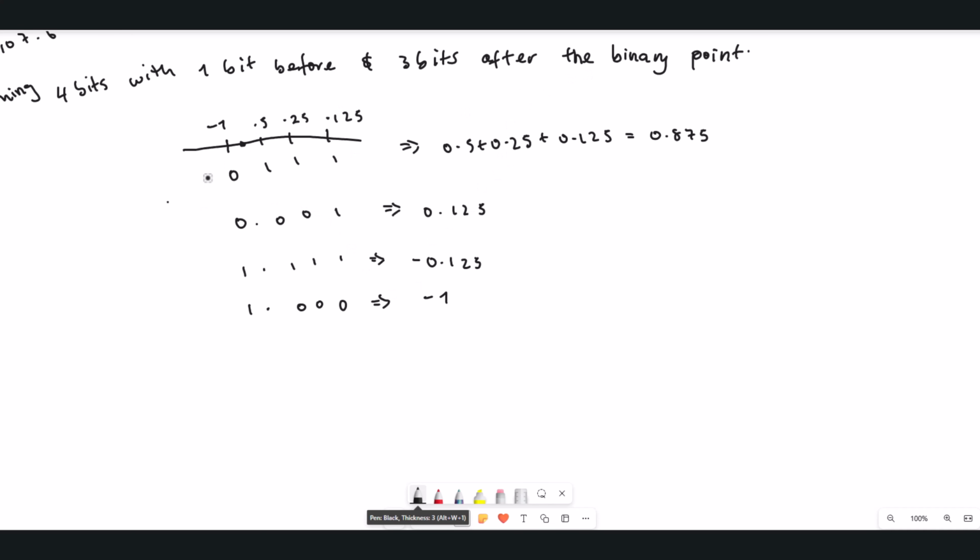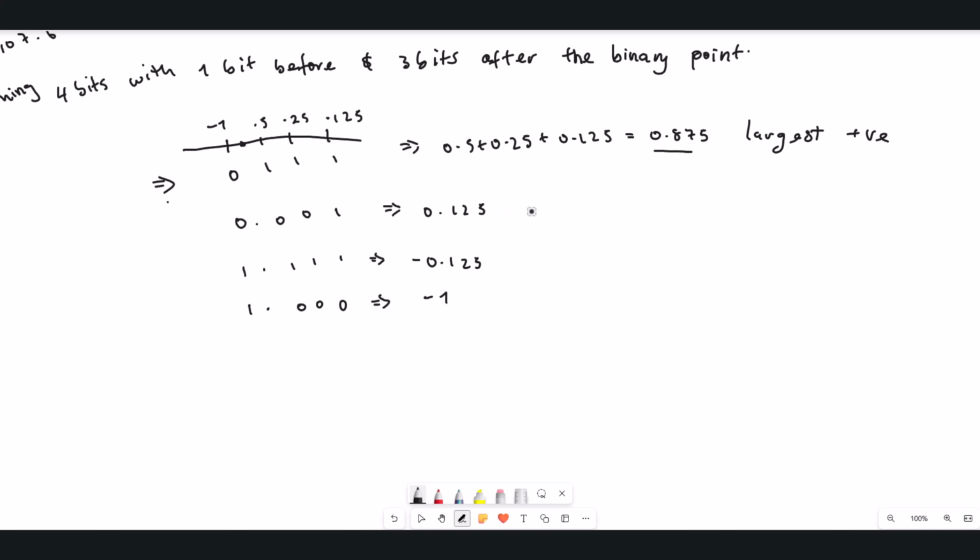are using 2's complement, which means the most significant bit is the negative bit, right? Now, the largest positive number that can be represented using this register: we put 0 1 1 1, and if we sum this up, it gives us 0.875, which is the largest positive number.